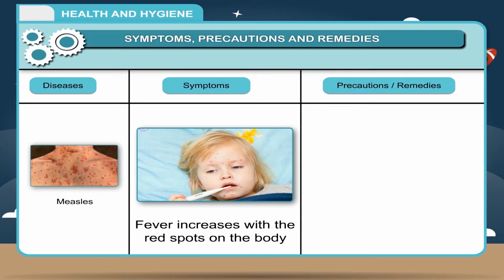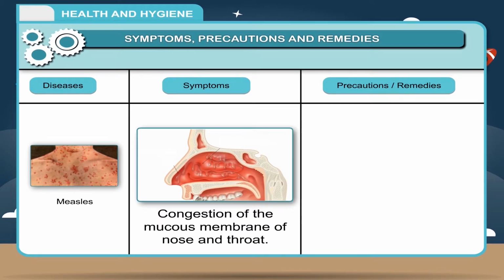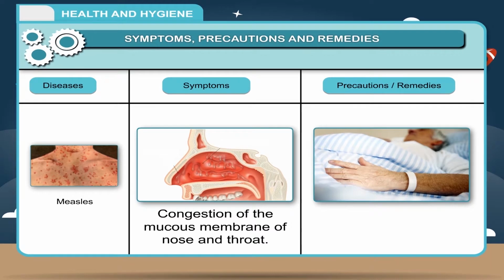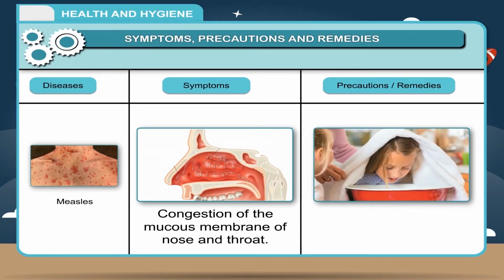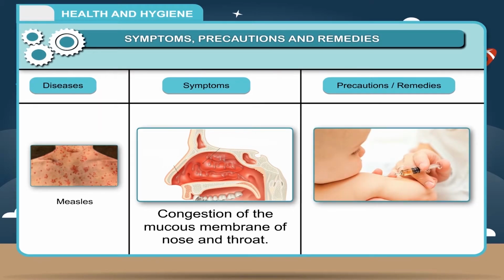Measles. Fever increases with red spots on the body, runny nose, congestion of the mucous membrane of nose and throat. The patient should take rest. Steam inhalation gives the patient relief from the throat irritation. Vaccination during childhood provides immunity against the disease.